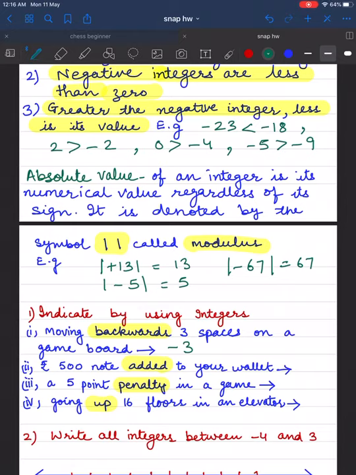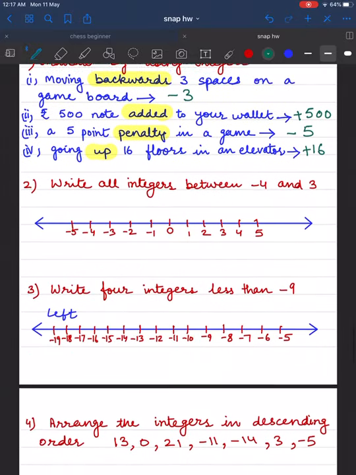Rupees 500 note added to your wallet. Here the word is added, which shows positive integer. So we have plus 500. A 5-point penalty in a game. Here the word is penalty, which shows negative integer. So we write minus 5. Going up 16 floors in an elevator. Here the word is going up, which shows positive integer. So we write plus 16.